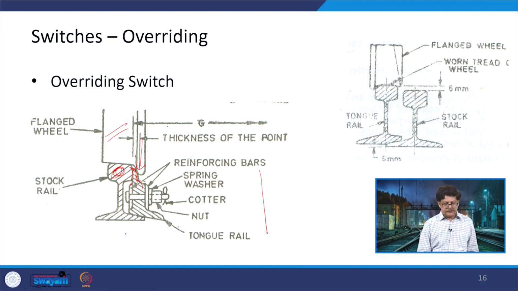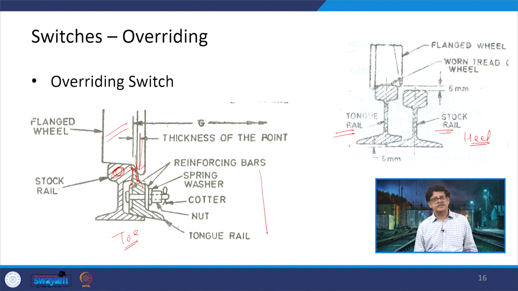This is at the toe, but if you are talking about the heel, then both of the sections are of the same size, your stock rail as well as the tongue rail. This is a stock rail on this side and the tongue rail on the left hand side. They both are of the same section. But when it comes to the toe, what we found is the stock rail remains of the same section and the tongue rail has been trimmed, planed to 6 mm thickness.